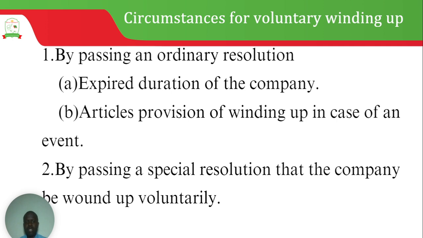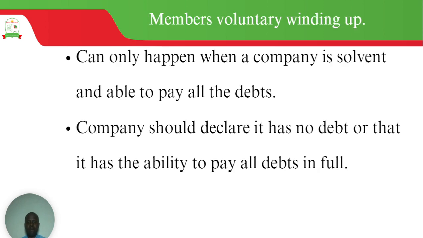And the other one is the articles' provision of winding up in case of an event. Maybe a certain event has taken place, we are unable to pay our debts, and so many other events like we have been discussing, that would trigger us to do what we call voluntary winding up. And the other one is by passing a special resolution that the company be wound up. So there can be a special meeting that is going to have members agree to wind up.